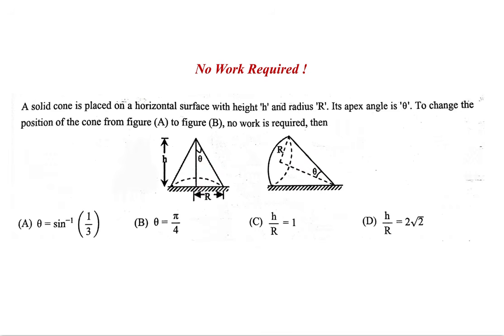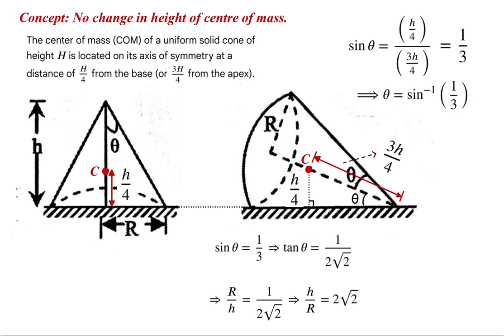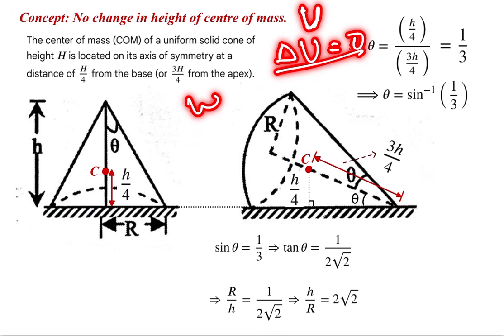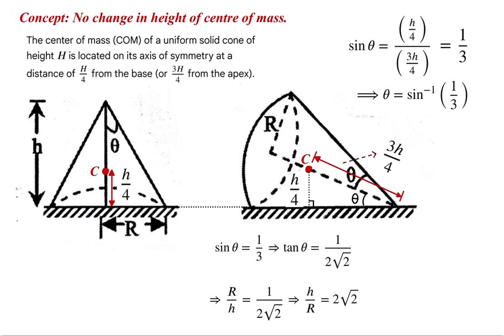So first of all, let us find the height of the center of mass in the case of a solid cone. The idea here is that there is no change in height of the center of mass. No change in height of the center of mass means no change in potential energy, which means delta U equal to 0. And work done is basically delta U. So if delta U is 0, then work done will also be 0.